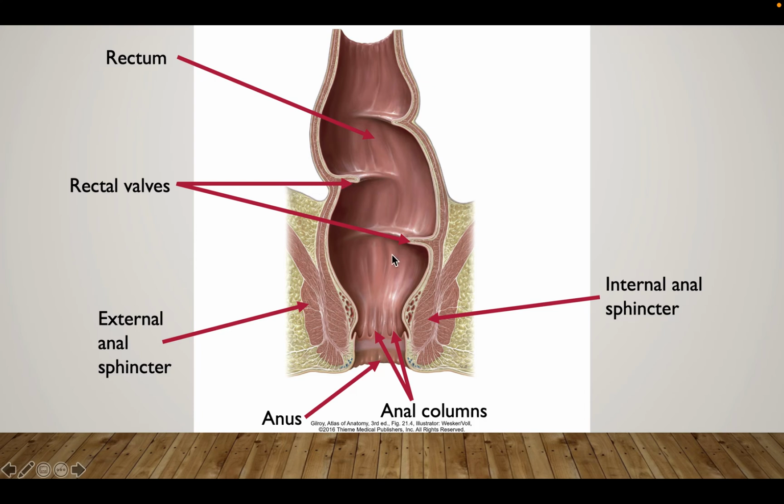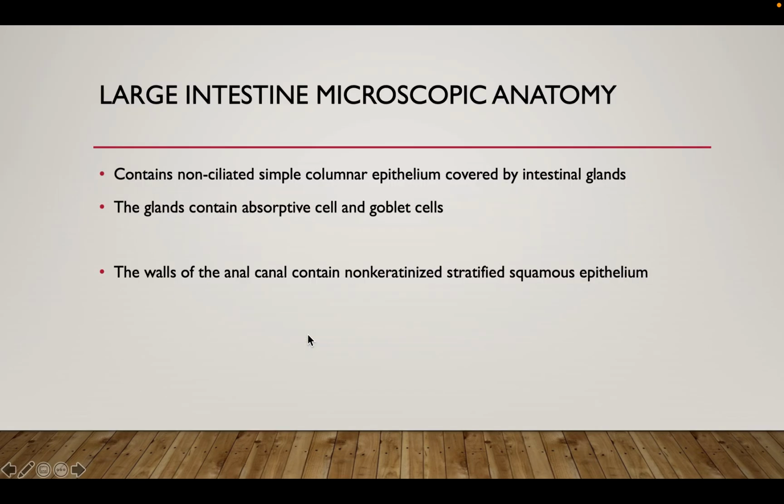These are rectal valves. You can then see these little regions in here known as the anal columns. This is the anus at the very end. And then here you can see your internal and external anal sphincter. So internal is located more internally, and this is under autonomic control, so it's involuntary. We cannot control it. And then the external anal sphincter, we can control. We are able to voluntarily contract and relax this muscle.